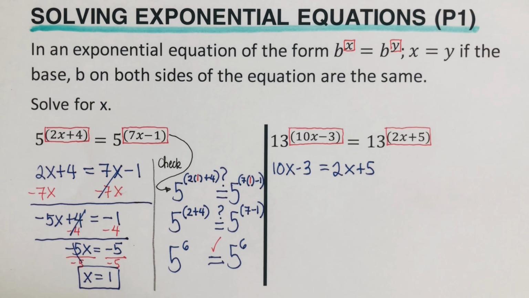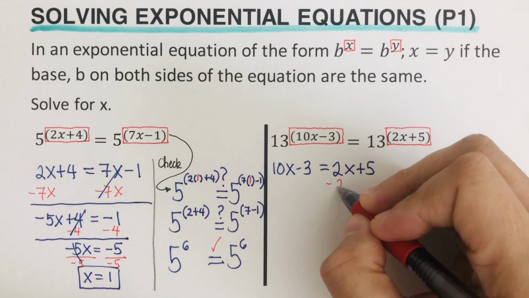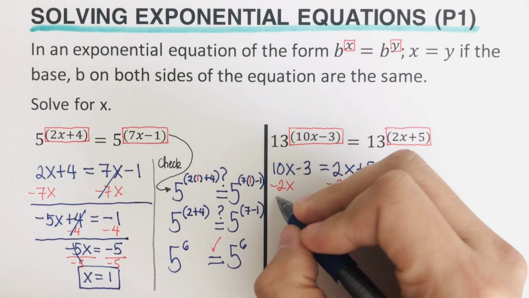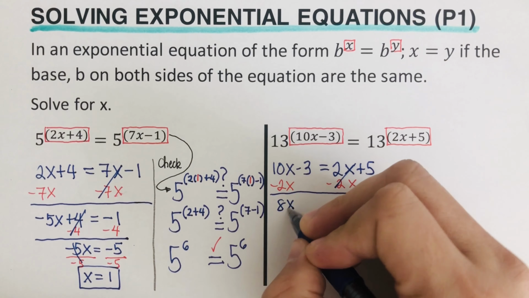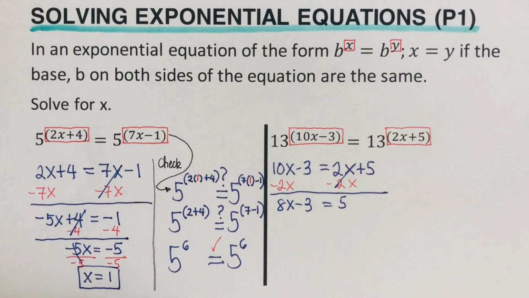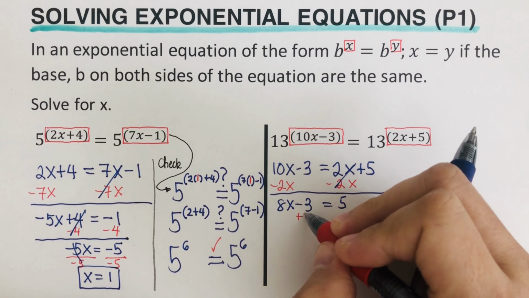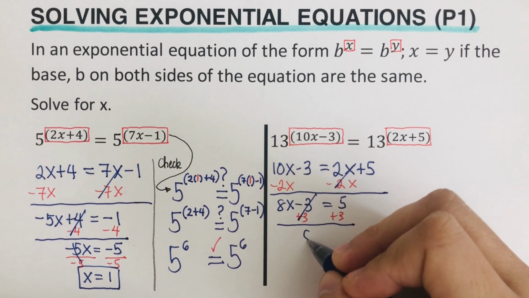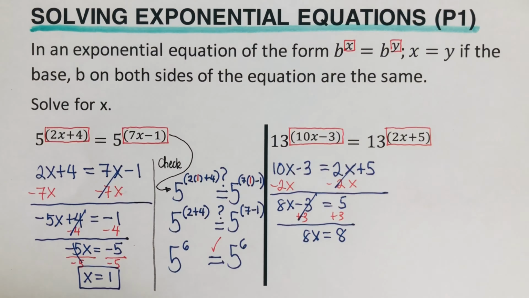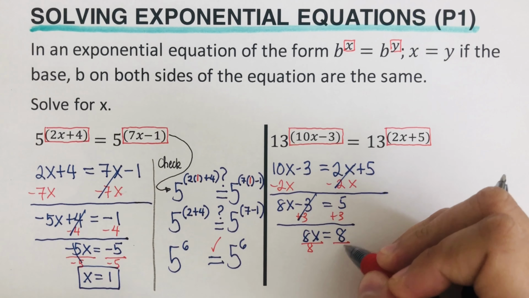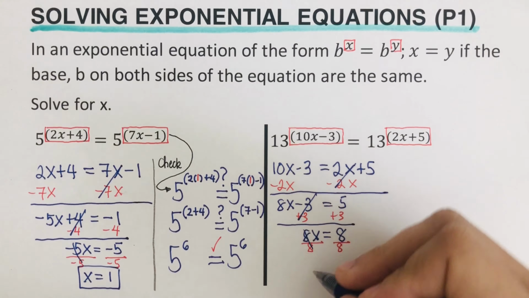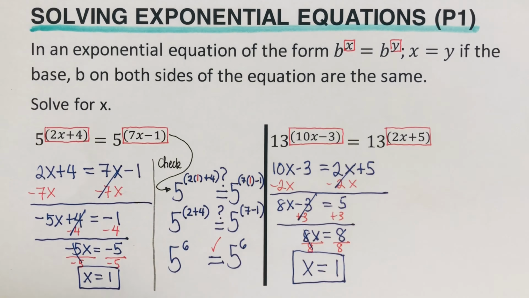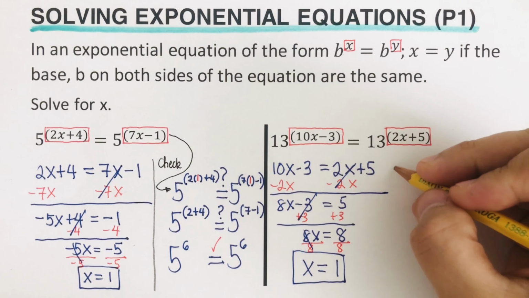So then from here, we are going to subtract 2x from both sides. So we are left with 8x minus 3, and that is equal to 5. Then we are going to add 3 to both sides. So we are left with 8x is equal to 8. So we're going to divide both sides by 8. Then we are left with x is equal to 1. So our x value is 1. And then again, we are going to check our work to see if we got it right.